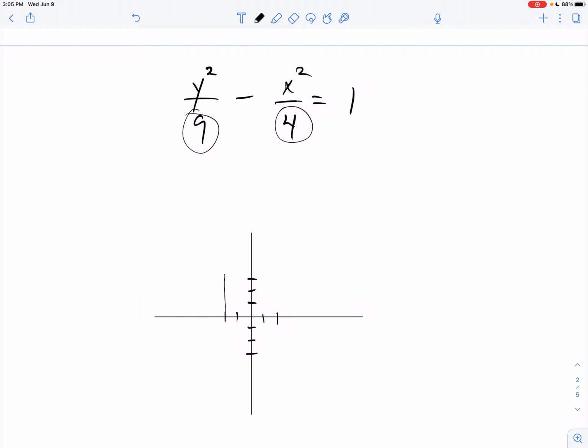I'm going to draw a box. Yep, you sure will. Because that's what we do to sketch a hyperbola. We sketch a box. Then we're still going to do the red line for the asymptotes.